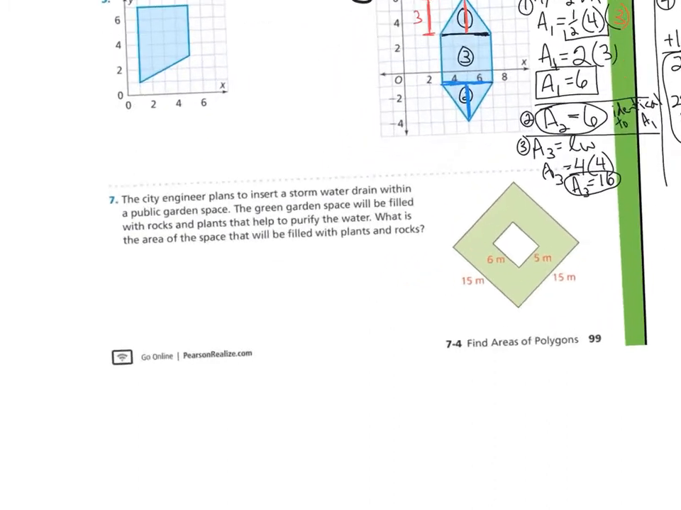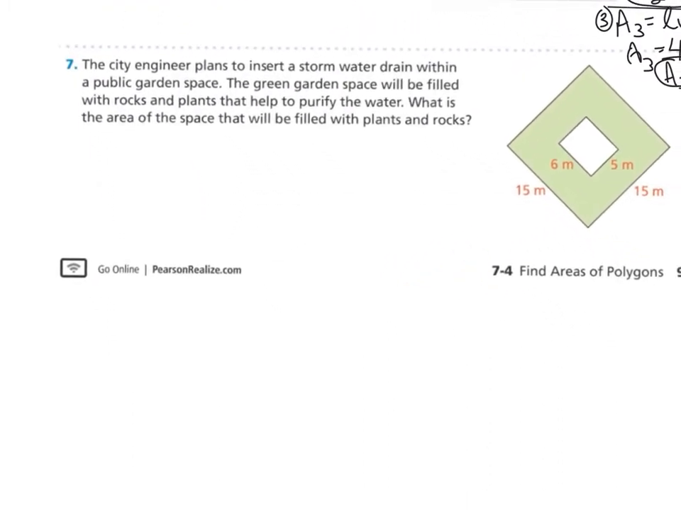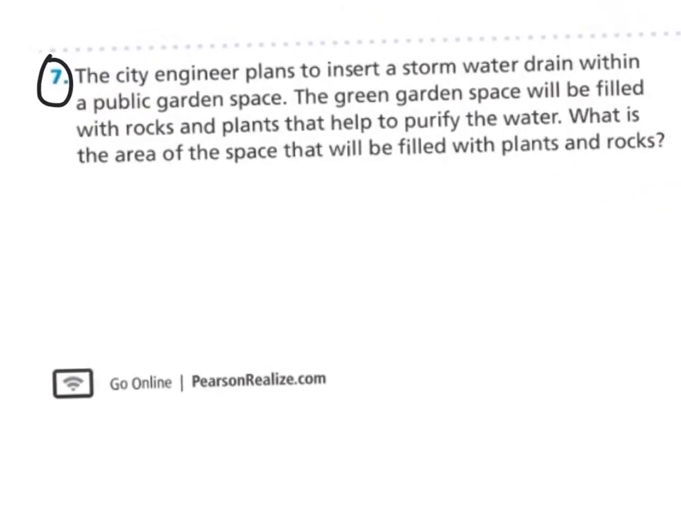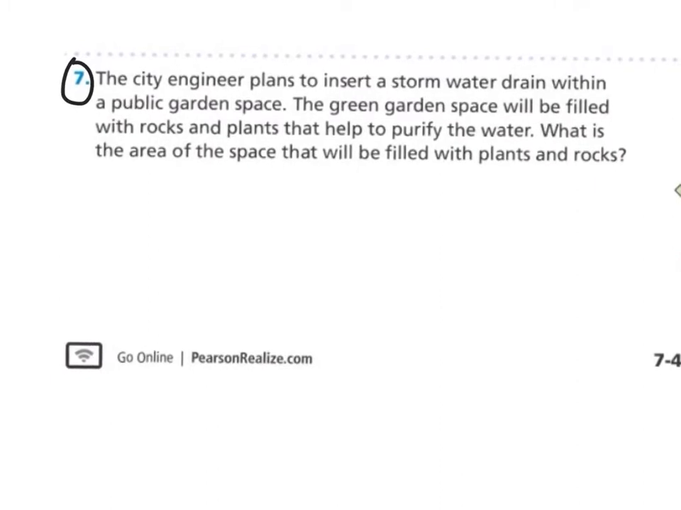So we look at number 7. A city engineer plans to insert a storm water drain within a public garden space. The green garden space will be filled with rocks and plants that help to purify the water. What is the area of the space that would be filled with plants and rocks?